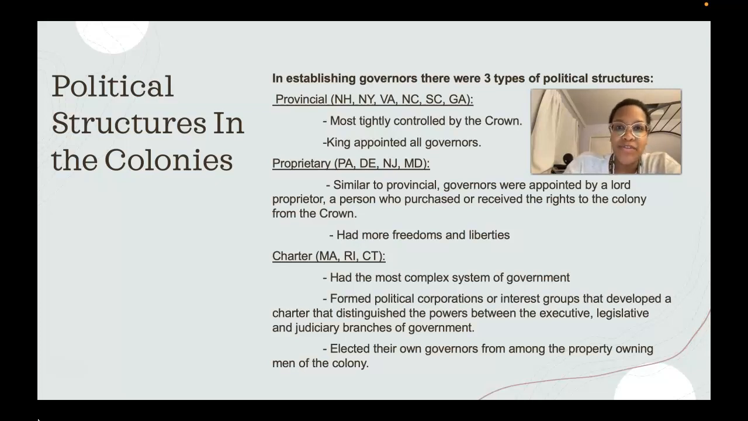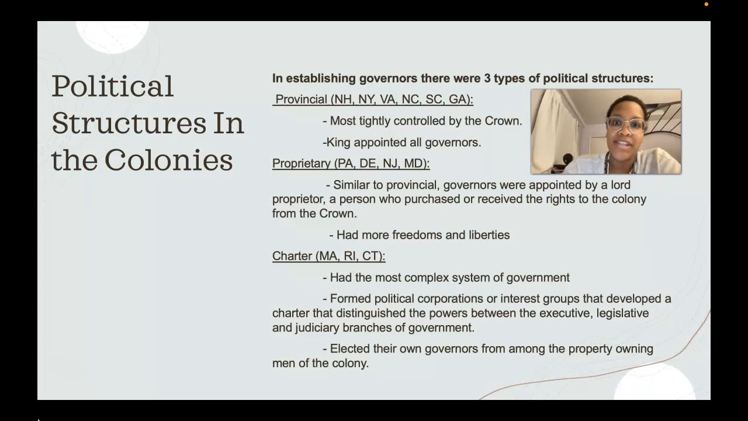So when it comes to political structures, in relation to the establishing of governors, there were three types of political structures in the colonies. So first was the provincial. This was most tightly controlled by the crown. The king appointed all of the governors, and this took place in New Hampshire, New York, Virginia, North Carolina, South Carolina, as well as Georgia.